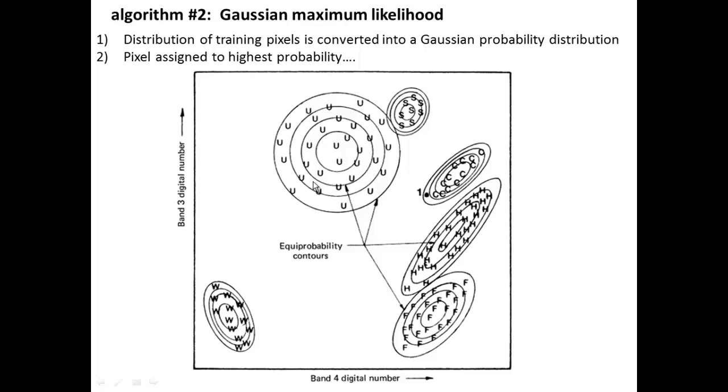Then you consider any pixel, for example this one, and ask for which group does it have the highest probability of being a part of. And of course for this one it has by far the highest probability of being in the urban group. Whereas over here this has the highest probability of being in the soil group.